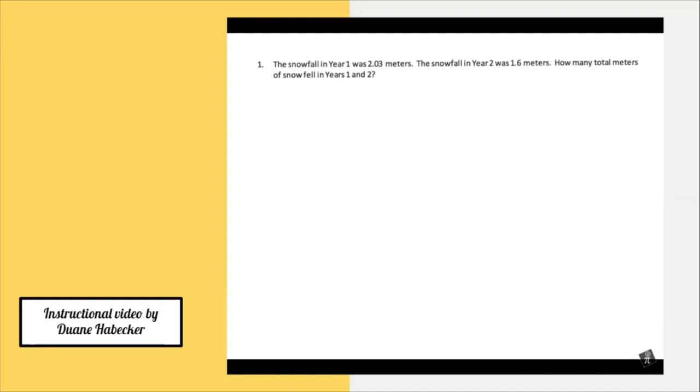So the snowfall in year 1 was 2.03 meters, so 2 and 3 hundredths, and the snowfall in year 2 was 1.6 meters, or 1 and 6/10 meters. How many total meters of snow fell in years 1 and 2? So what I might do is I might do this as a separate two-bar model. And the idea is I can see right off the bat that this one is larger than this one. So I could, if I wanted to, well, no, I'm going to stick with my rule. Whenever I have two subjects, I always start with two tape diagrams that are the exact same length.